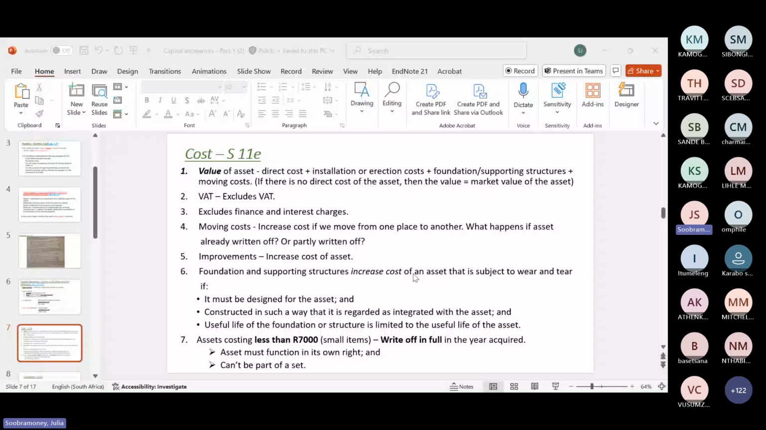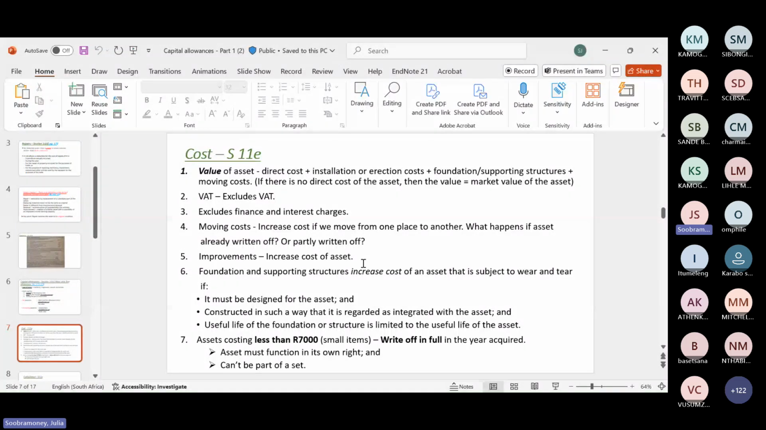Okay, improvement. An improvement will always increase the cost price of an asset. If I decide I want to improve my building, or, building is a wrong example to use here for Section 11E, but let's say I want to do improvements to a machine or a vehicle, for example my delivery vehicle. I want to make it look nice and I want to improve it. I want to put an extra exhaust so it can run faster, or whatever the case may be. That's seen as an improvement. It will be capitalized to the cost price of an asset.